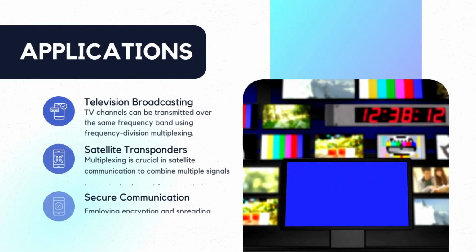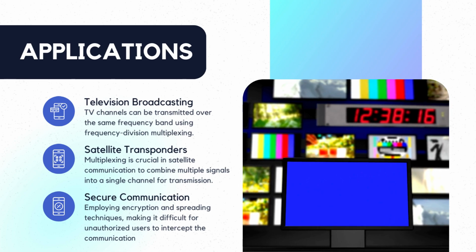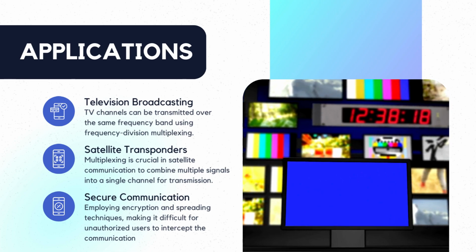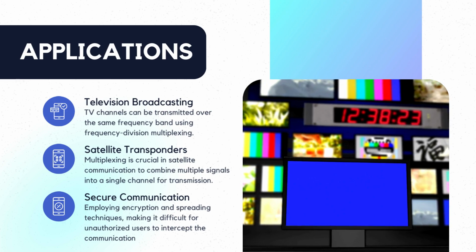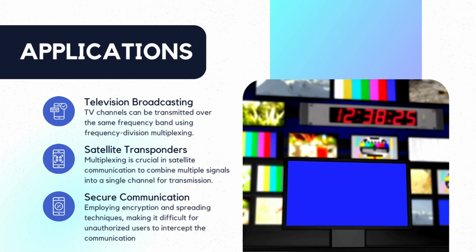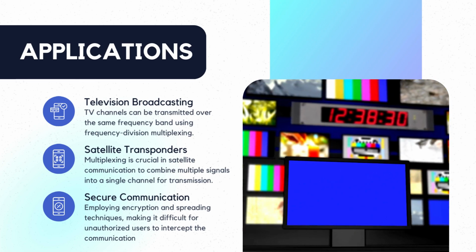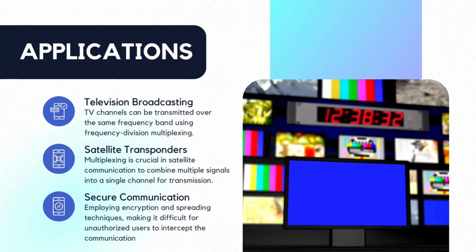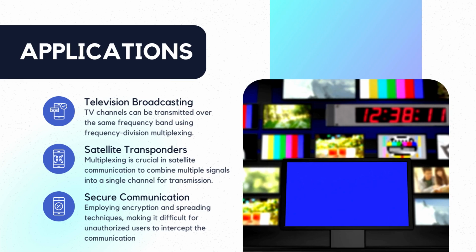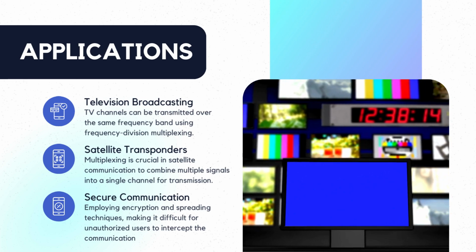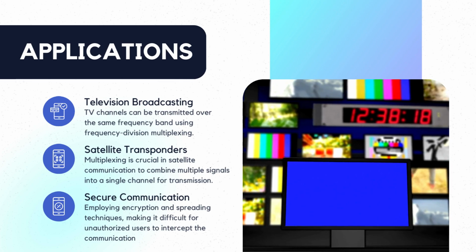There are a few applications for multiplexing we can know. Firstly, is television broadcasting. TV channels can be transmitted over the same frequency band using frequency division multiplexing. Secondly, satellite transponder. Multiplexing is crucial in satellite communication to combine multiple signals into a single channel for transmission. Thirdly, it can secure the communication, employing encryption and spreading techniques, making it difficult for unauthorized users to intercept the communication.